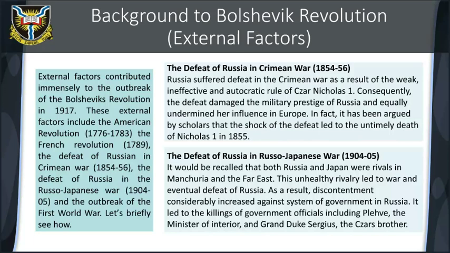The defeat of Russia in Russo-Japanese War 1904 to 1905. It will be recalled that both Russia and Japan were rivals in Manchuria and the Far East. This unhealthy rivalry led to war and eventual defeat of Russia. As a result, discontentment considerably increased against the system of government in Russia. It led to the killings of government officials, including Plehve, the Minister of Interior, and Grand Duke Sergius, the Tsar's brother.